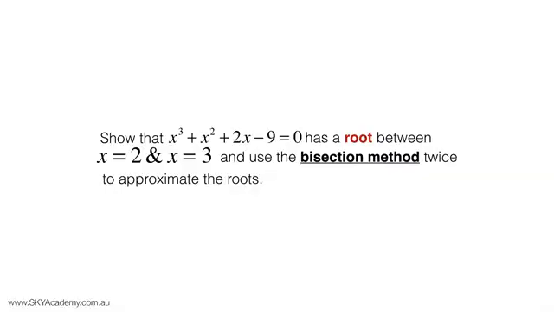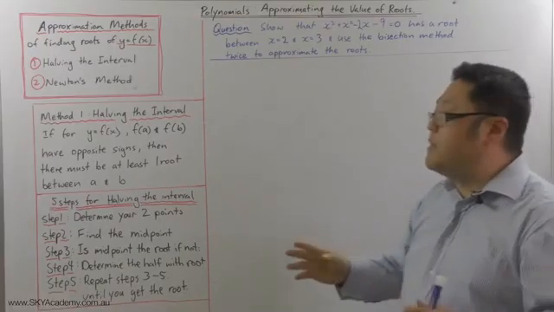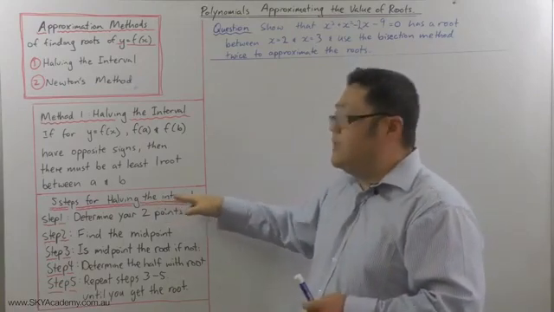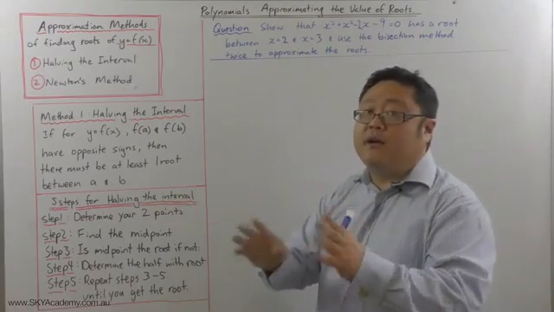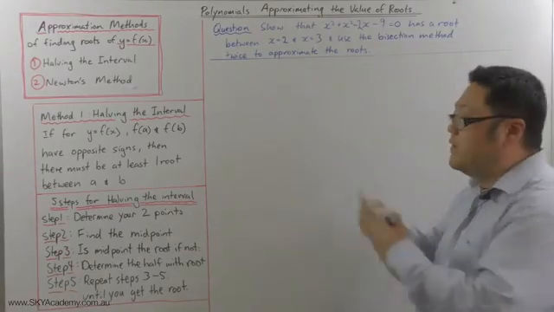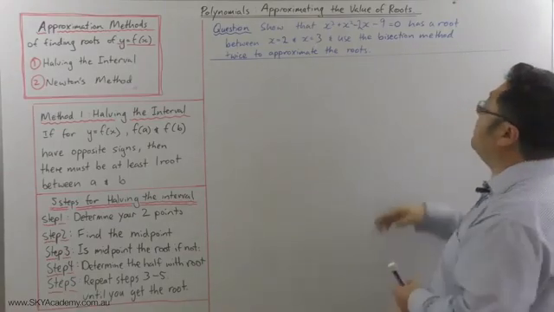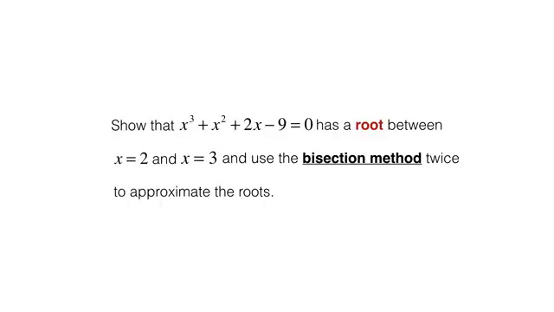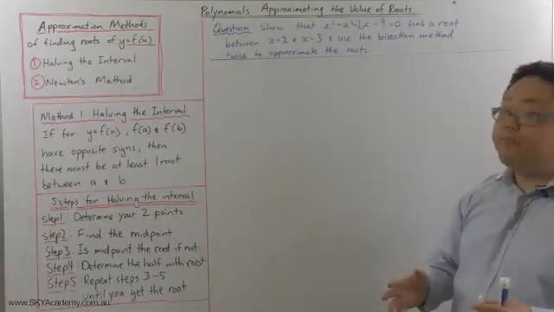Show that x cubed plus x squared minus 2x minus 9 has a root between x equals 2 and x equals 3. Use the bisection method. See how it's called the bisection method and not the halving the interval method? You can use one or the other, okay? But just recognize the two expressions that they can use for this particular method. So it says use the bisection method twice to approximate the root, okay?